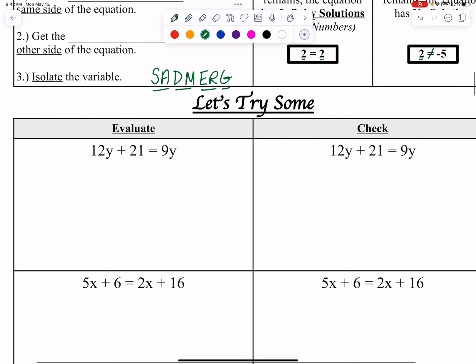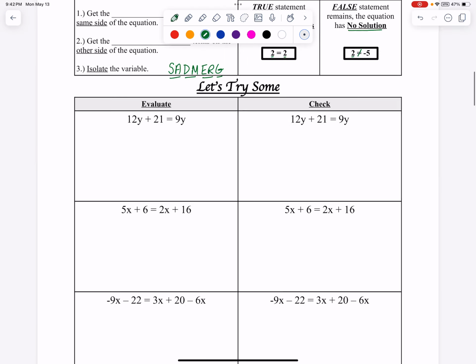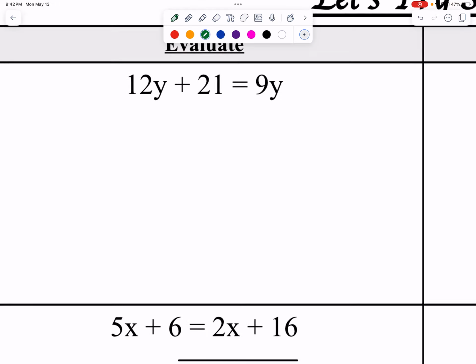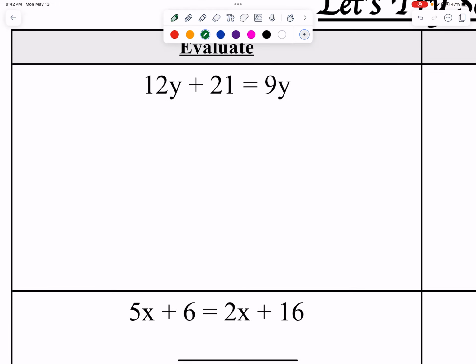All right, so let's go ahead and practice these. I'm just going to do one example for this. The rest you're going to do on your own because they're self-checking. If you can't check and get the right answer, that's going to be something to talk to me about later. So let's go ahead and do one as an example.